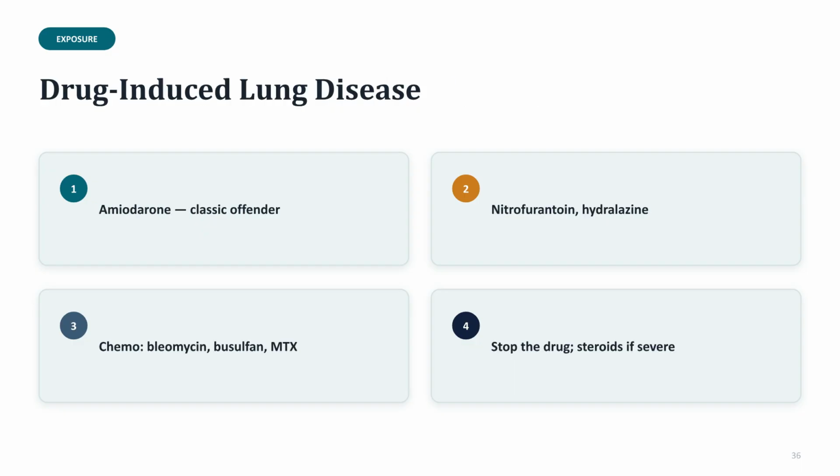Always scan the medication list. Drugs cause interstitial lung disease. Amiodarone is the classic offender. It can produce a pneumonitis that shades all the way into a picture like the respiratory distress syndrome. Nitrofurantoin and hydralazine are common culprits. And among chemotherapies, bleomycin, busulfan, and methotrexate are notorious. The treatment principle is simple. Stop the offending drug and add corticosteroids when the reaction is severe.